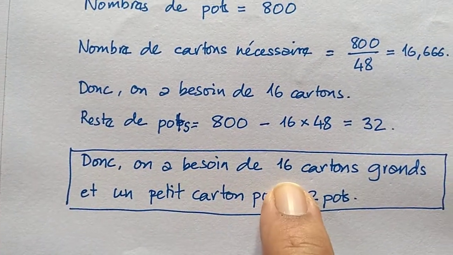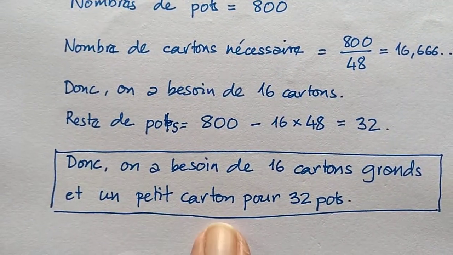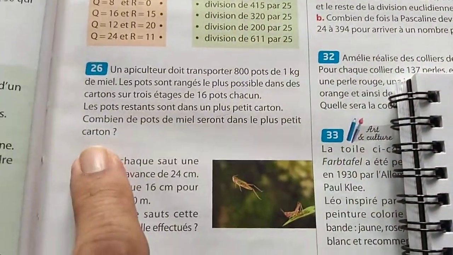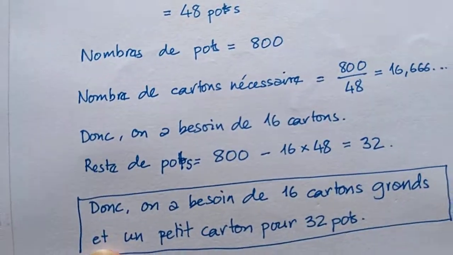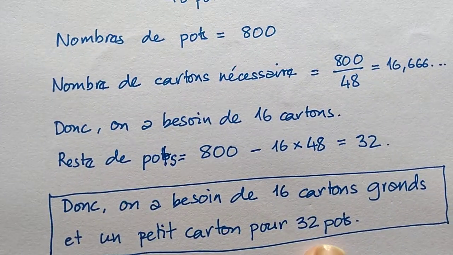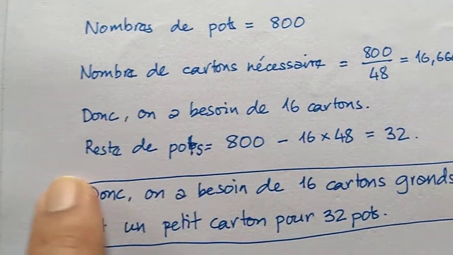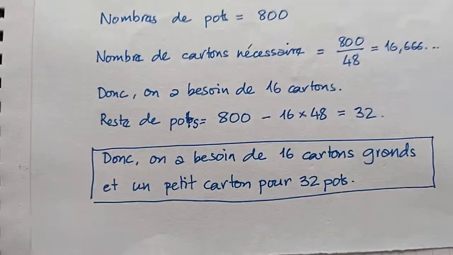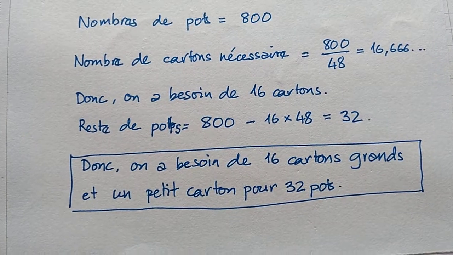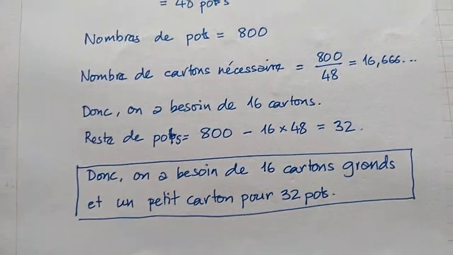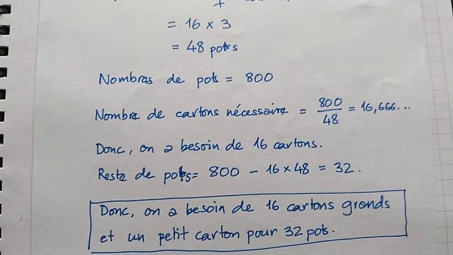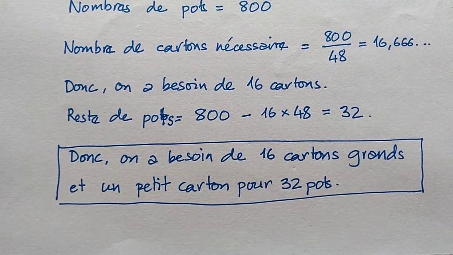Donc on a besoin de 16 cartons grands et un petit carton pour 32 pots. So the answer of this is, combien de pots de miel seront dans le plus petit carton? The answer is un petit carton pour 32 pots. So see, I put a box here. I would want you to put a box in every problem. Whenever you find an answer, you put a box, so that easily I can check whether you've got the answer correct, and then I need to see whether you've done it correctly, you've used the correct method or not. Okay, so I will end the video here.